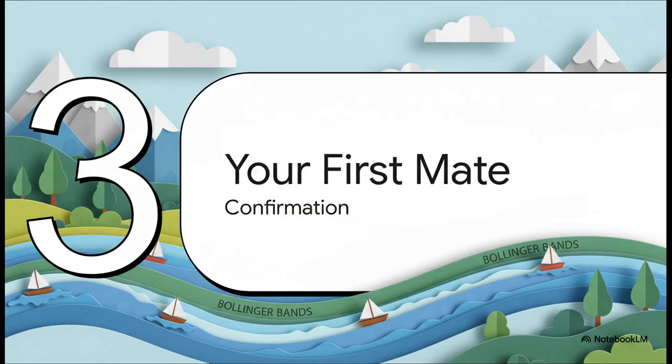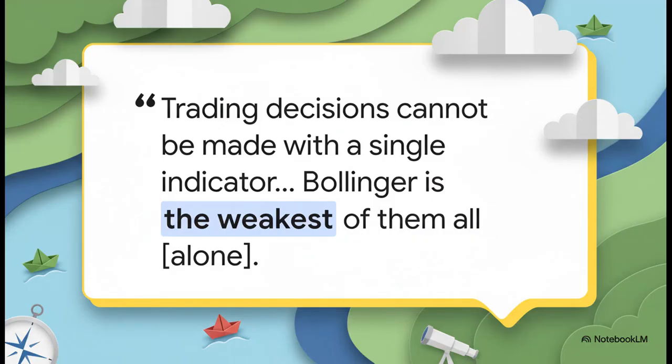All right, now this next part. This is probably the single most important piece of advice in this entire explainer. You've got your map, you know how to read the river, but you should never, ever try to navigate these waters alone. You need a first mate. I really want you to let this one sink in. The experts are crystal clear about this. Trying to trade using only Bollinger Bands is, frankly, a recipe for disaster.